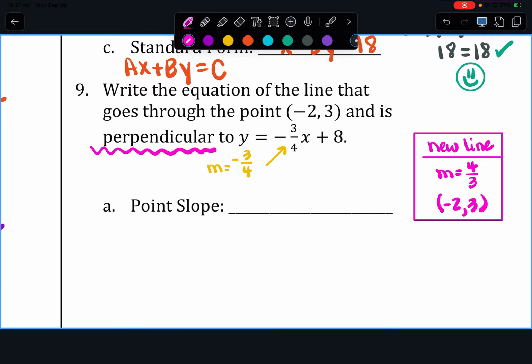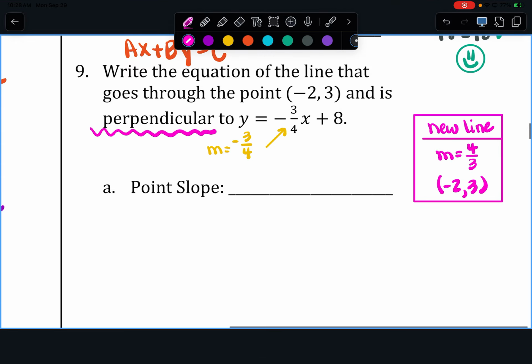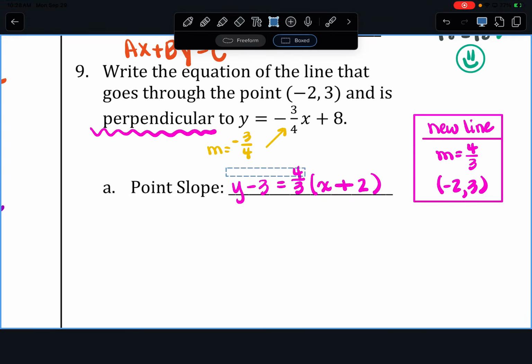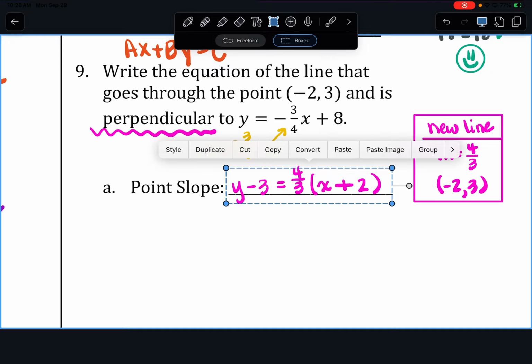All right, and now we should be good to go, right? Now we just hop to point slope form. Y minus 3 equals our slope of 4/3 times x minus -2. So that double negative would change to a positive. And that's it. Point slope form doesn't require any actual work. You just have to plug everything into the appropriate formula.